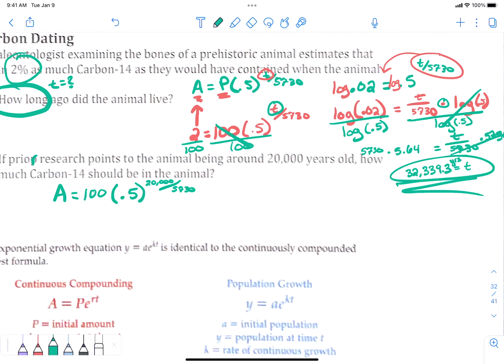4, you mean like 4% maybe? I don't know. 2% is left after 32,000 years. It's only been dead for 20,000 years, so how much do you think is left? It hasn't split in half as many times, right? I'm going to say maybe like 5 or 10%. I don't know. We'll find out.